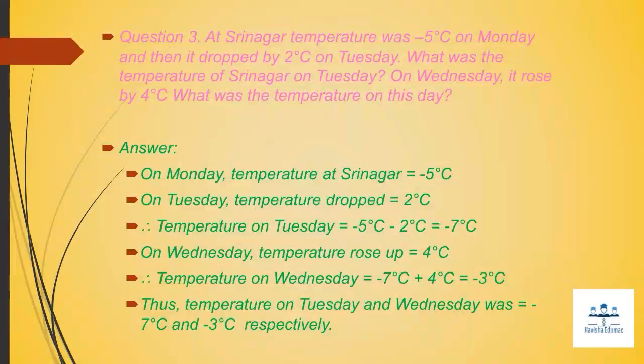Mention that it rose up, that it increased by 4 degrees Celsius. For finding the temperature on Wednesday, we need to add minus 7 degrees Celsius plus 4 degrees Celsius. It gives minus 3 degrees Celsius. Thus, the temperature on Tuesday and Wednesday was minus 7 degrees Celsius and minus 3 degrees Celsius respectively.